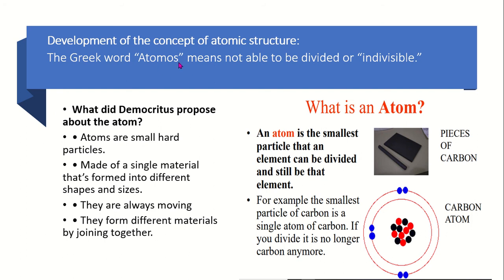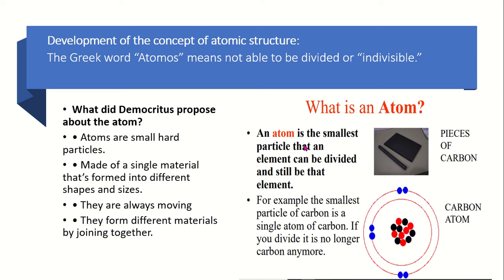The word atom is a Greek word. The Greek word atomos means not able to be divided, or indivisible. And the name atom was given by the Greek scientist Democritus. So let's see what Democritus proposed about the atom. Atoms are small hard particles made of a single material that's formed into different shapes and sizes. They are always moving. They form different materials by joining together.